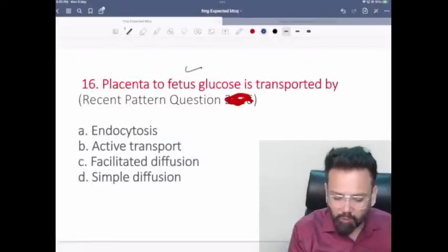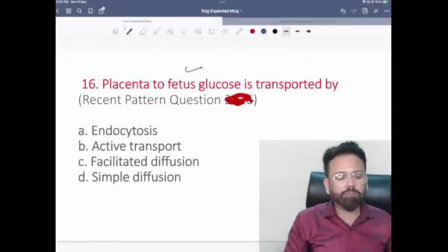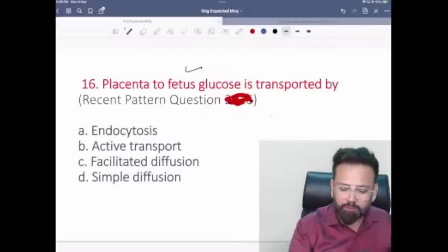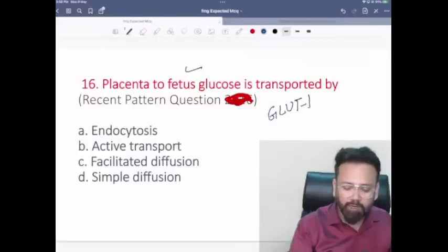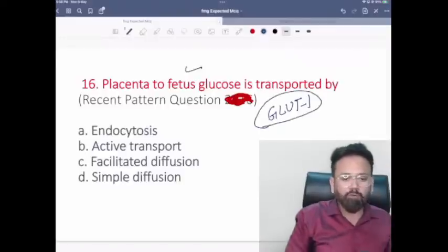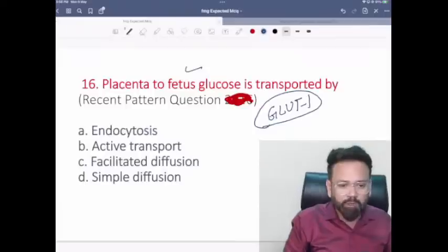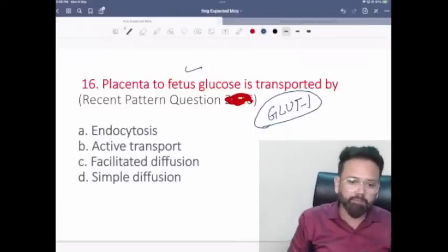Placenta to fetus glucose is transported by. Just now we have discussed placenta to fetus glucose. In the placenta we have GLUT. Remember GLUT 1. GLUT 1 is the example of what? Endocytosis, active transport, facilitated diffusion, simple diffusion.